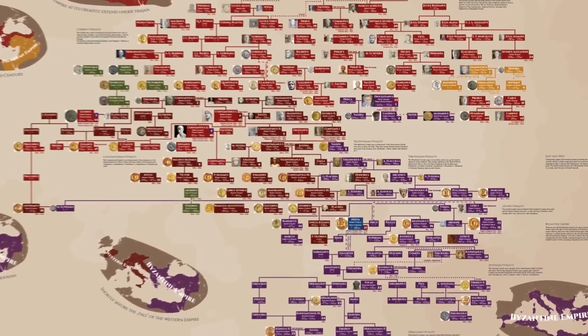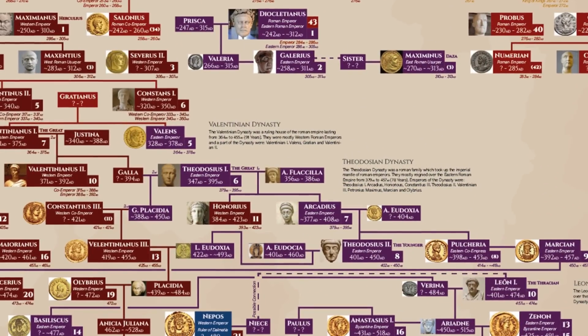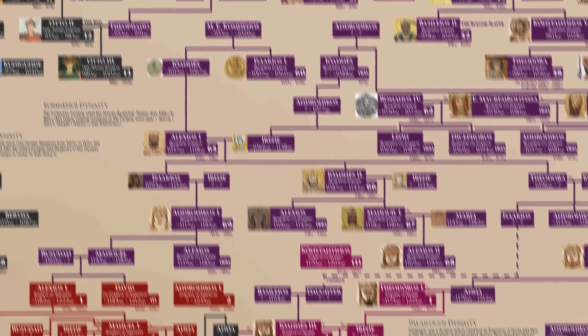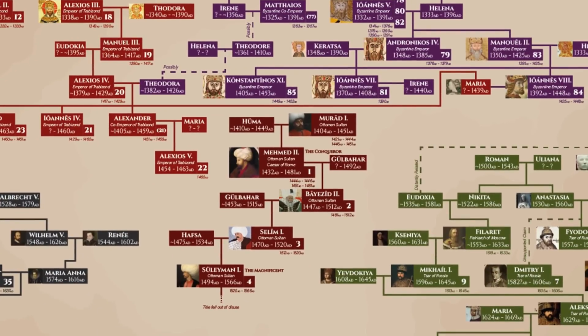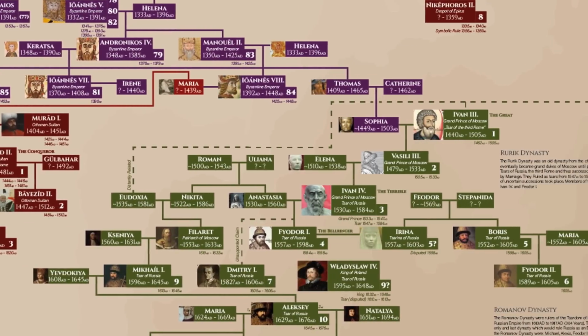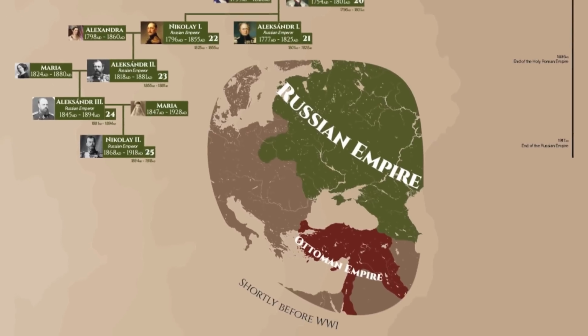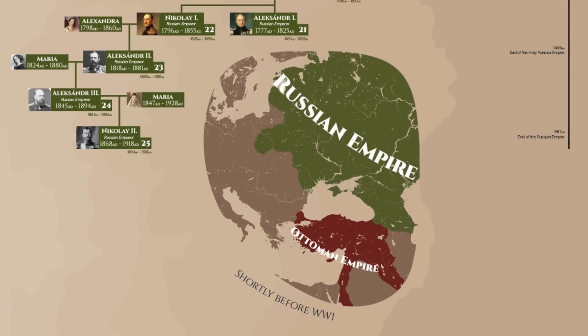So it's got the Byzantine emperors, of course, as well as the Holy Roman emperors, some of the early Ottomans, and even the Russian czars, who you probably know claimed to be the rulers of the Third Rome. What I really like about this chart is all of the maps that show the evolution of Europe after the fall of the Roman Empire.